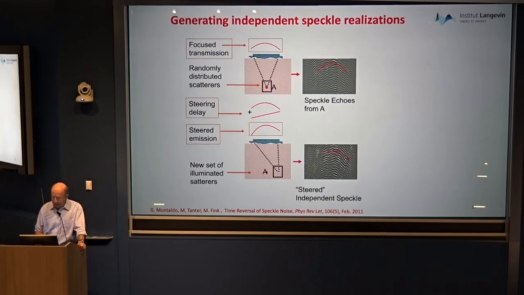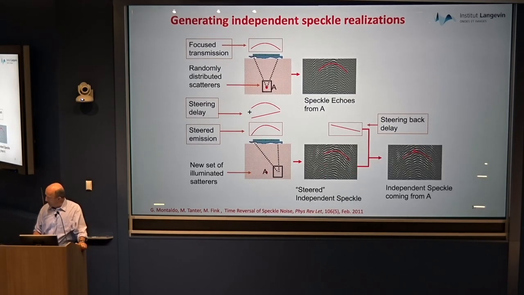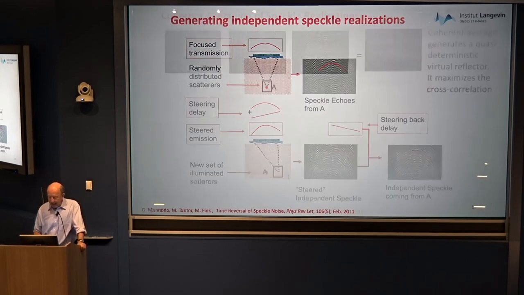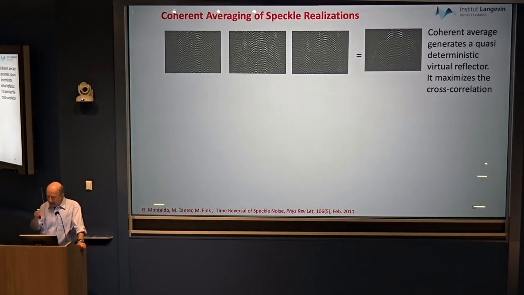And this will give you back an echo on each of the transducers that you have, but this echo is shifted, and you can compensate the shift to put the echoes together. And now you have a new realization of speckle from the same medium. And now if you do this by doing micro-angling, you will obtain different realizations of speckle.